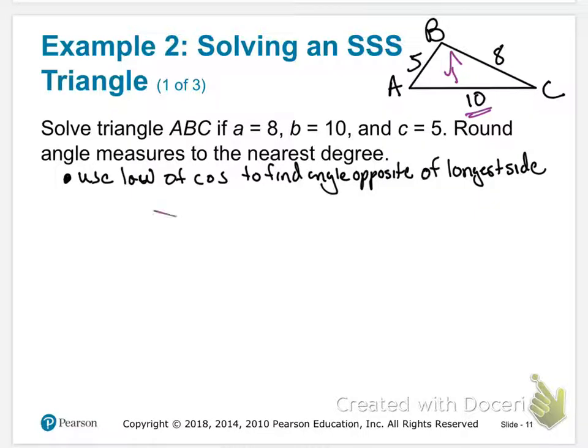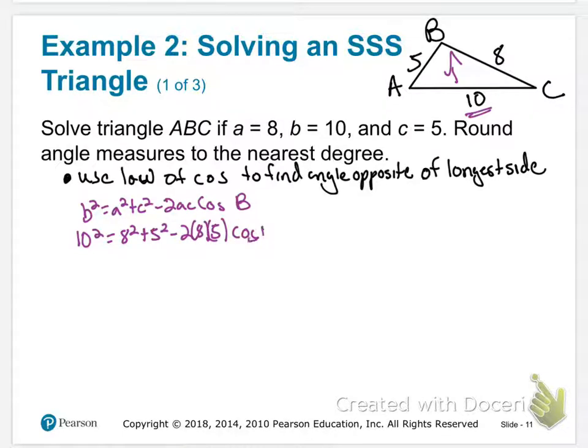So we're going to use the law of cosines that says b squared equals a squared plus c squared minus 2ac cosine of b. Well, b squared is going to be 10 squared equals 8 squared plus 5 squared minus 2 times 8 times 5 cosine of b. So 100 equals 64 plus 25 minus, so 5 times 8 is 40, times 2 is 80, cosine of b.